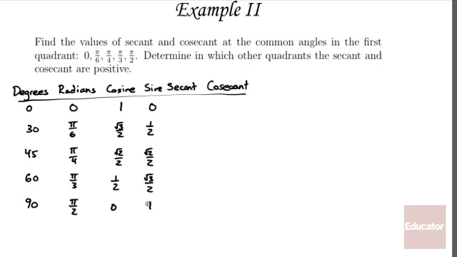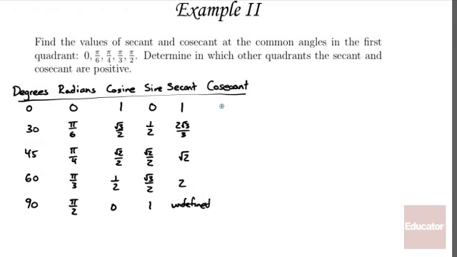Now the secant is just the reciprocal of cosine. It's just 1 over cosine. So I just take 1 over 1. 2 divided by root 3. If you rationalize that, you get 2 root 3 over 3. 2 divided by root 2 is just root 2. The reciprocal of 1/2 is 2. And now the reciprocal of 0 is undefined. So those are the secants of those common values.